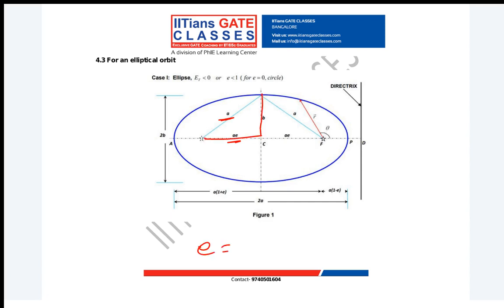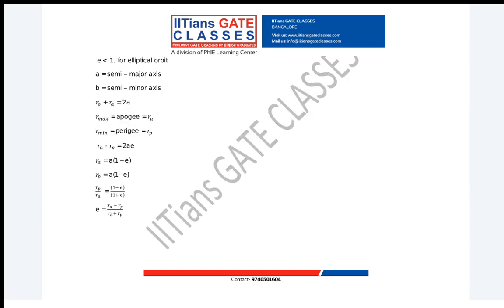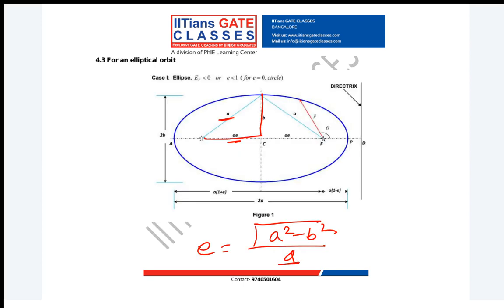So what will the E value be for this ellipse? It will be under root A square minus B square by A. You guys can see, am I correct? Is this formula correct? The value of E for an ellipse is under root A square minus B square by A, or under root 1 minus B square by A square.